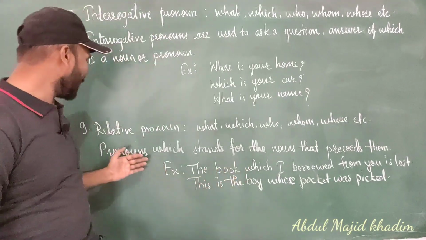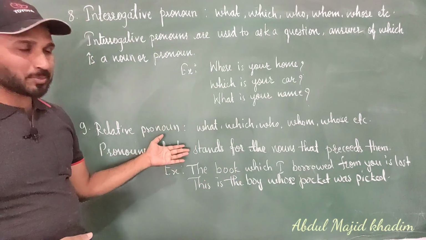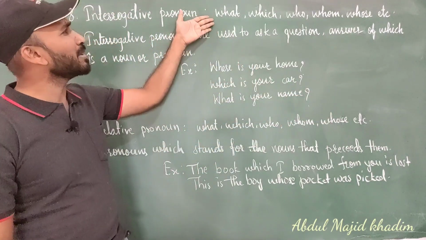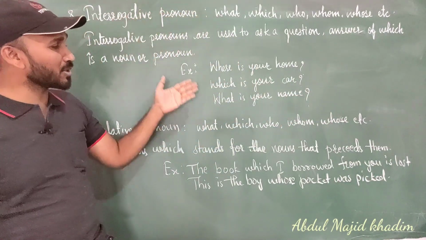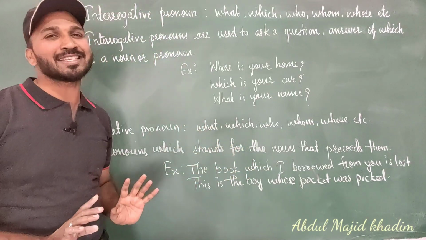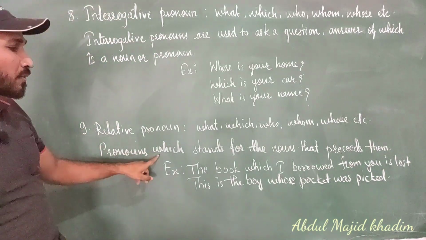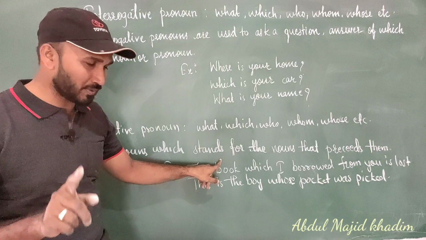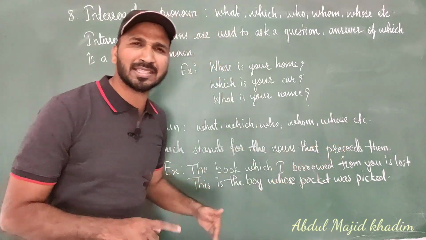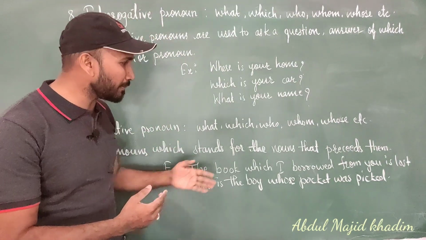Now the next pronoun is the relative pronoun. First of all we will see what the relative pronouns are: what, which, who, whom, whose, etc. These are the same as the interrogative pronouns, but the difference is there. What is the difference? Let us see in the definition. Pronouns which stand for the nouns that precede them, means followed by them.